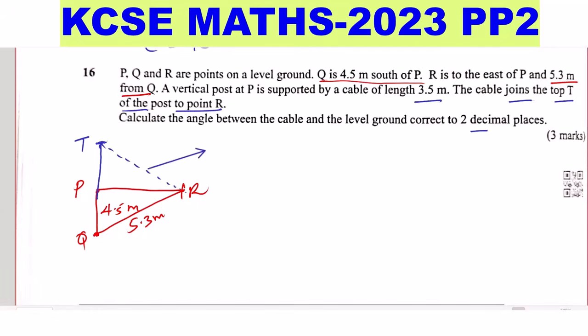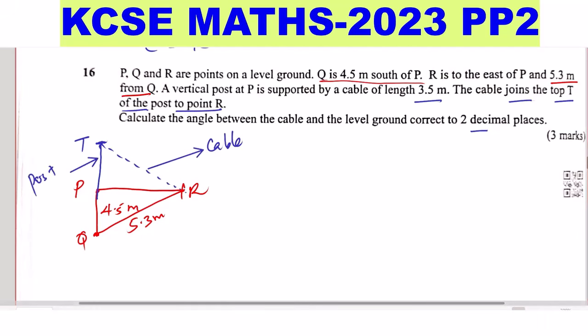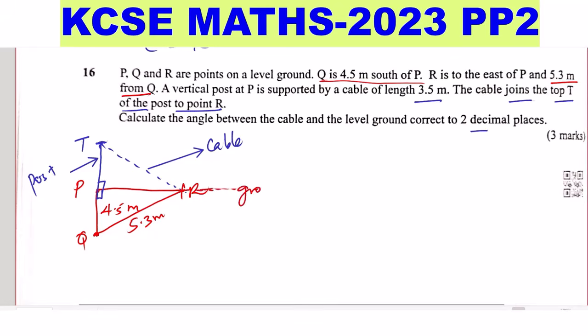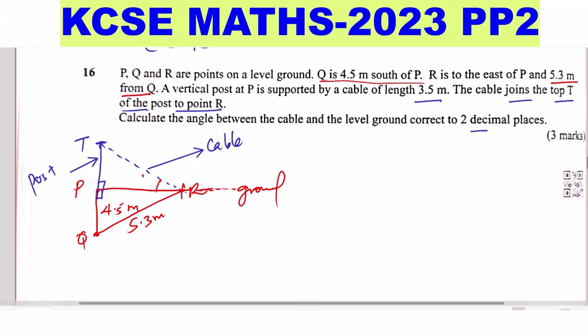So this is the cable, and this is the post. Since this one is a vertical post, that angle is 90 degrees, and also this one 90 degrees. So having this sketch, it is now easy to work out the angle between the cable and the level ground. So this is the ground. So the angle between the cable and the level ground is that angle. So how do you get that? You consider this triangle.